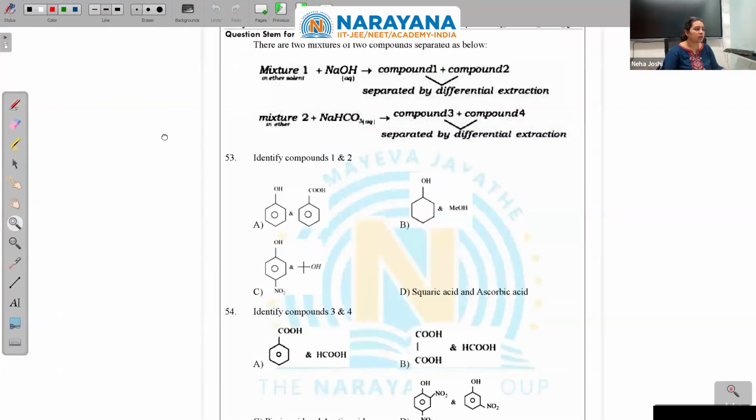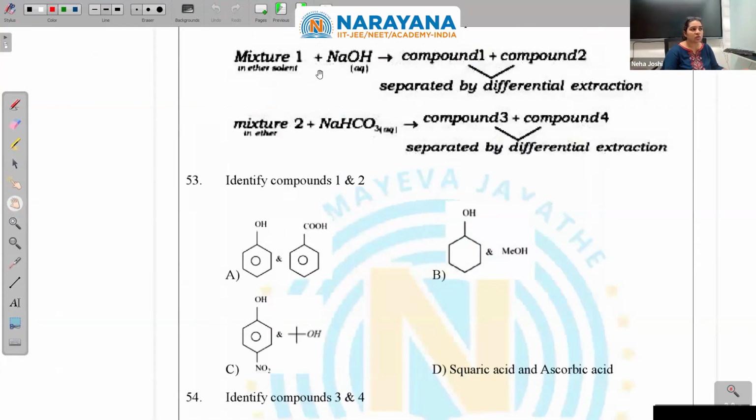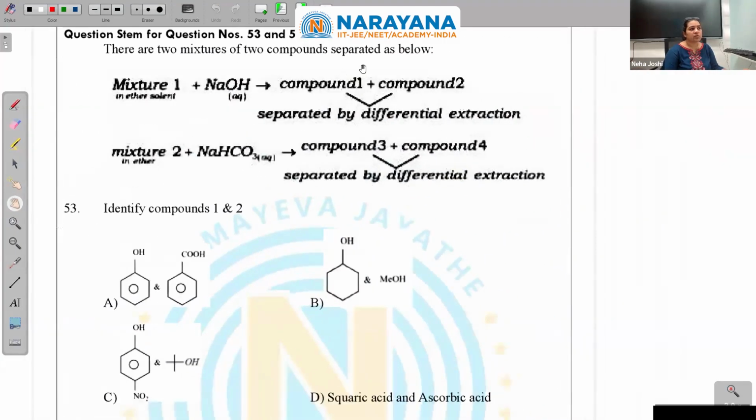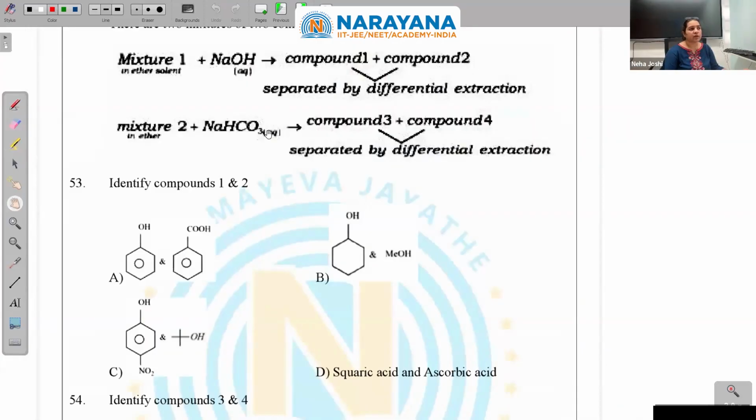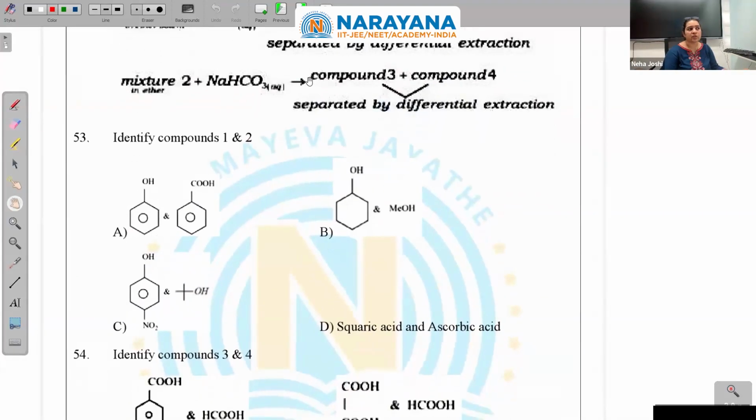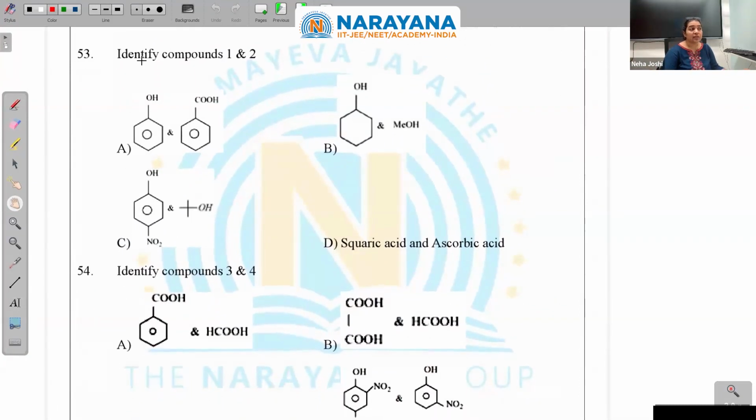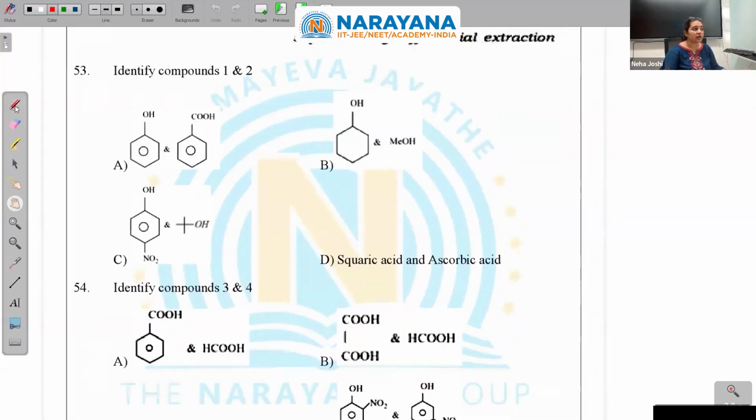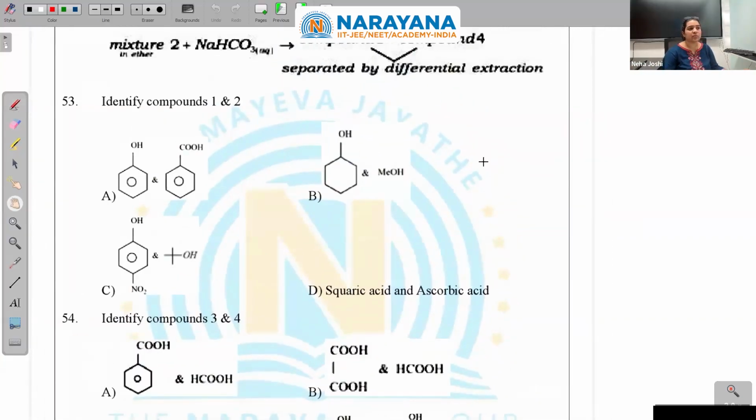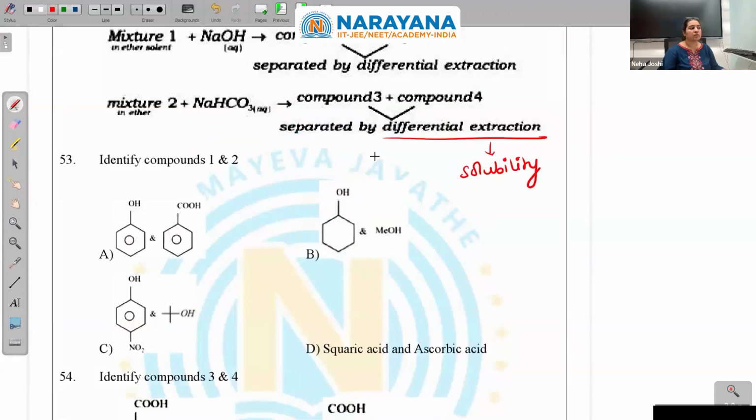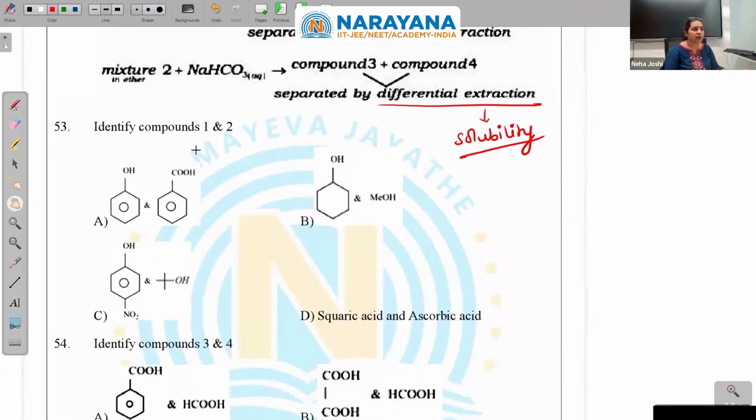Coming to here, there are two mixtures of two compounds separated as below. Mixture 1: NaOH, compound 1, 2, separated by differential extraction. Mixture 2: NaHCO3, compound 3, compound 4, separated by differential extraction. Solubility is the criteria. Differential extraction means we have to use different solubility. Okay, one should be soluble, one should not be. Identify compound 1 and 2.